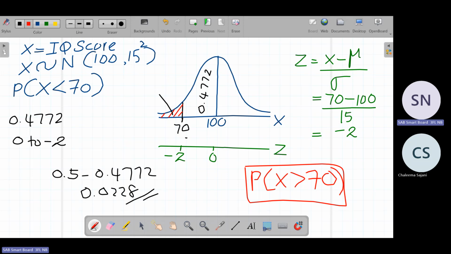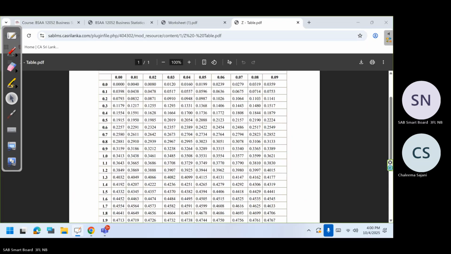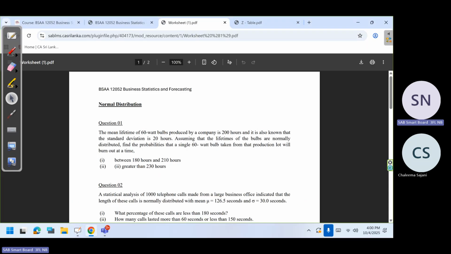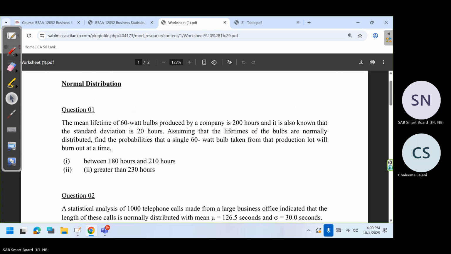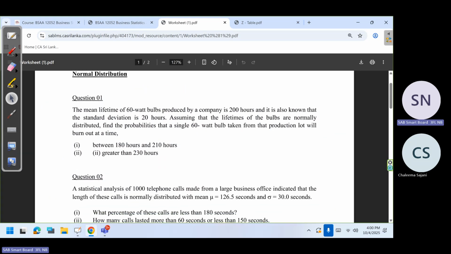0.9772. Right? Here, greater than 70 is this area. This part is 0.5, this part is 0.4772. Okay. Now clear? Okay. Then we move into the worksheet. Try question number 1, Maria.